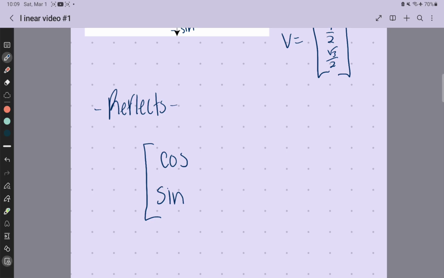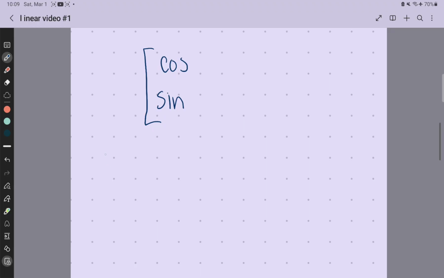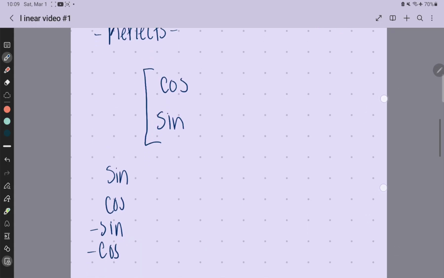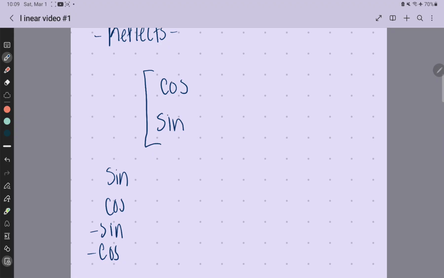So at some point I said to myself, okay, I need to think of antiderivatives and derivatives, because I noticed, I'm gonna put this right here: sine, cosine, negative sine, negative cosine. So I have cosine and sine here. I'm saying to myself, okay, what is the derivative of cosine? Negative sine. So I'm putting negative sine right here. And then I'm saying to myself, what is the derivative of sine? Cosine.